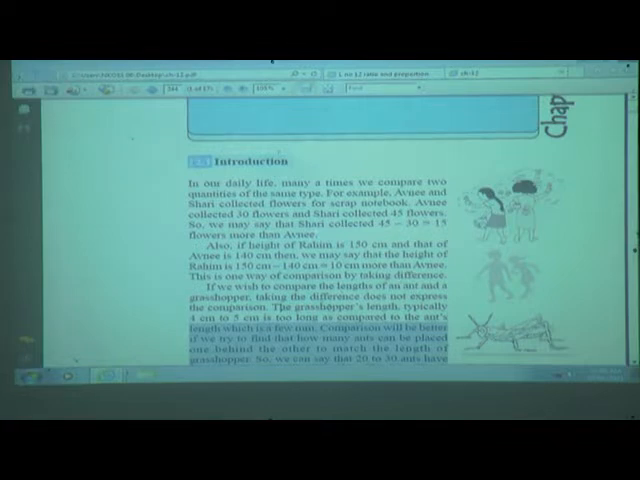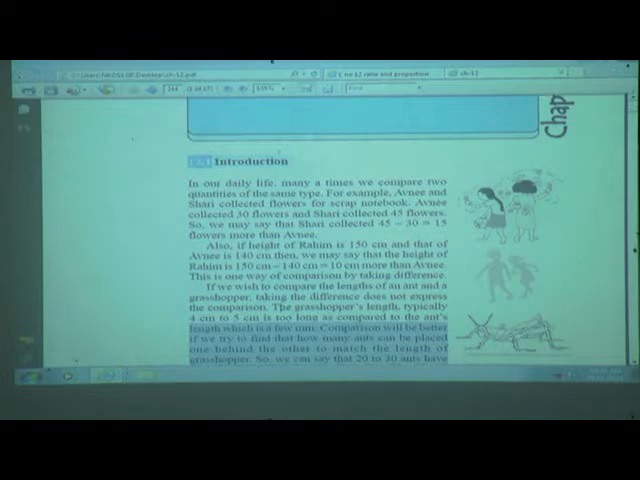If we wish to compare the length of an ant and a grasshopper, taking the difference does not express the comparison. In this case, we have to compare the length of an ant and a grasshopper. So can we compare it? Grasshopper is big as compared to ant. Ant is very small. These quantities cannot be compared easily because they have different lengths.